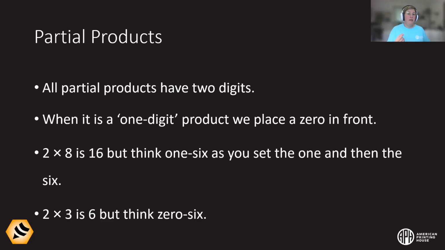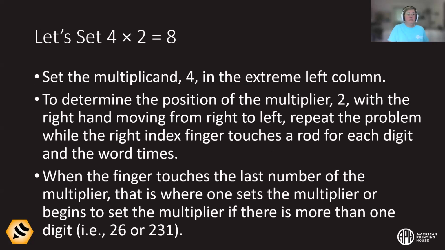Can you think of a simple 1 digit times 1 digit problem that would give us a product that you would need to put a 0 in front of? Write it in the chat. What's one problem that you could see immediately that you need to put a 0 in front? Okay, I'm seeing people got it. Again, you've got to think about and encourage that thought process.